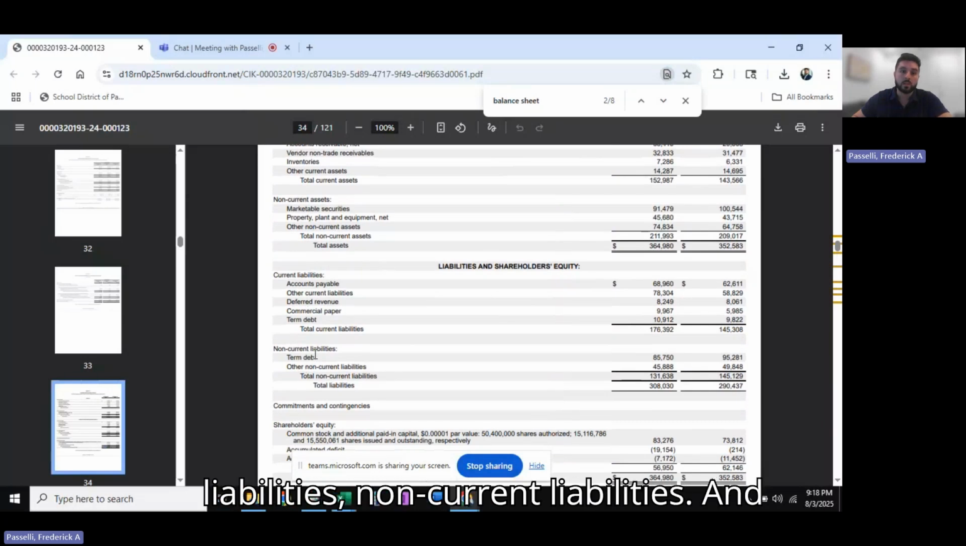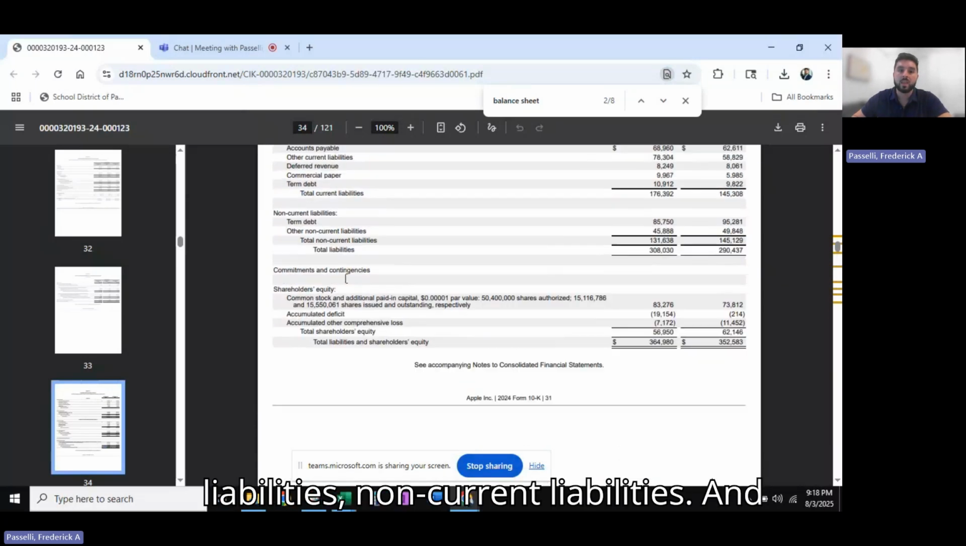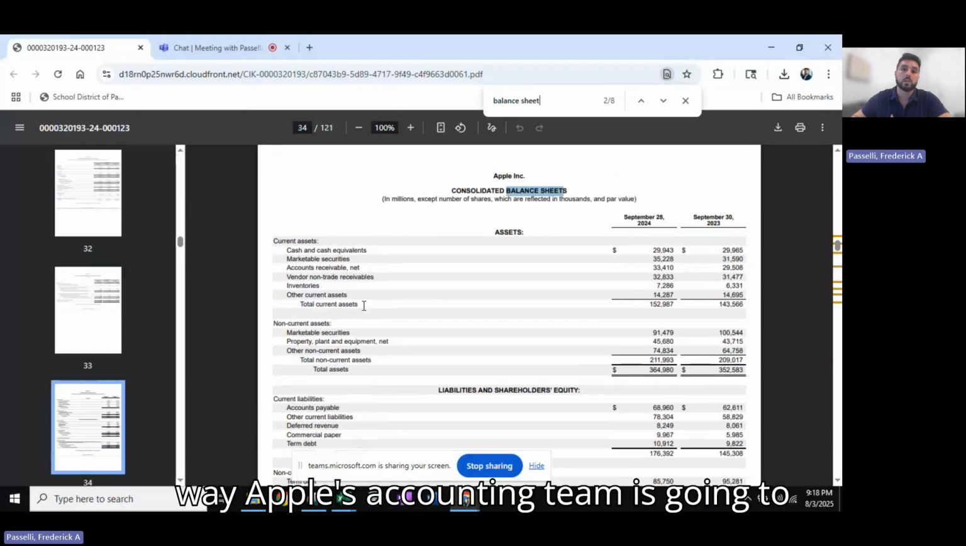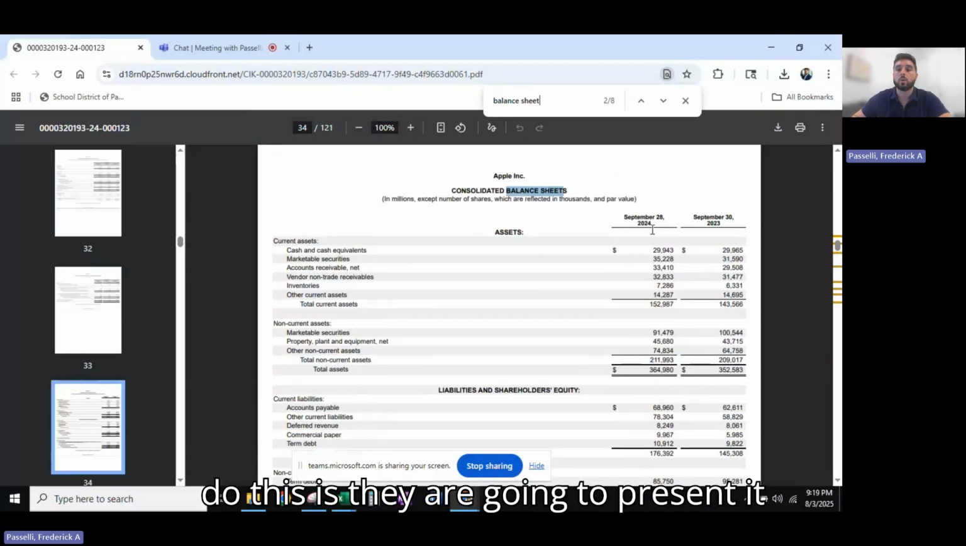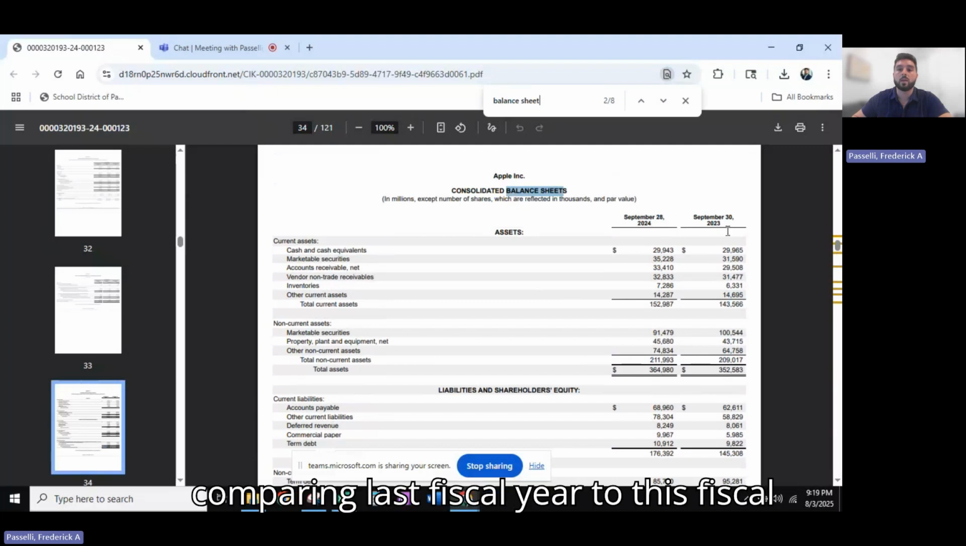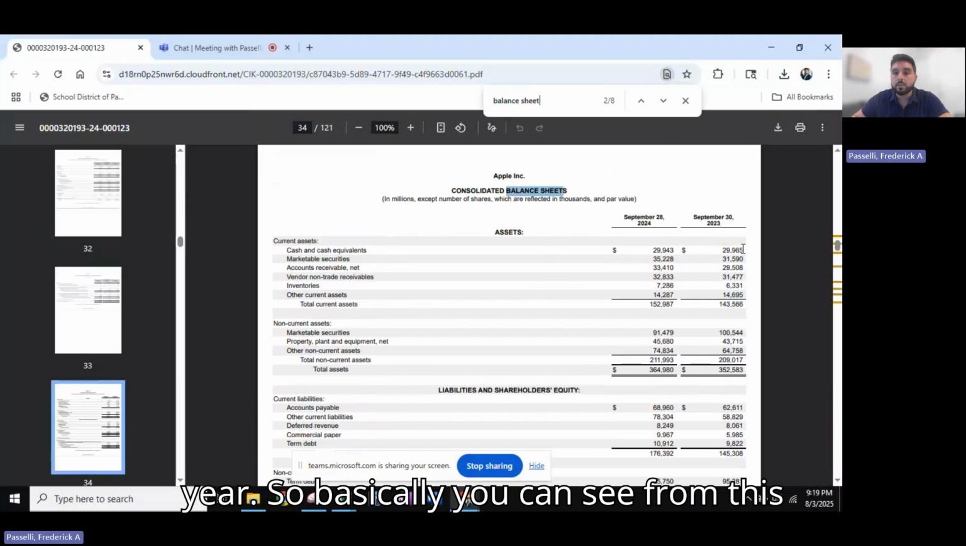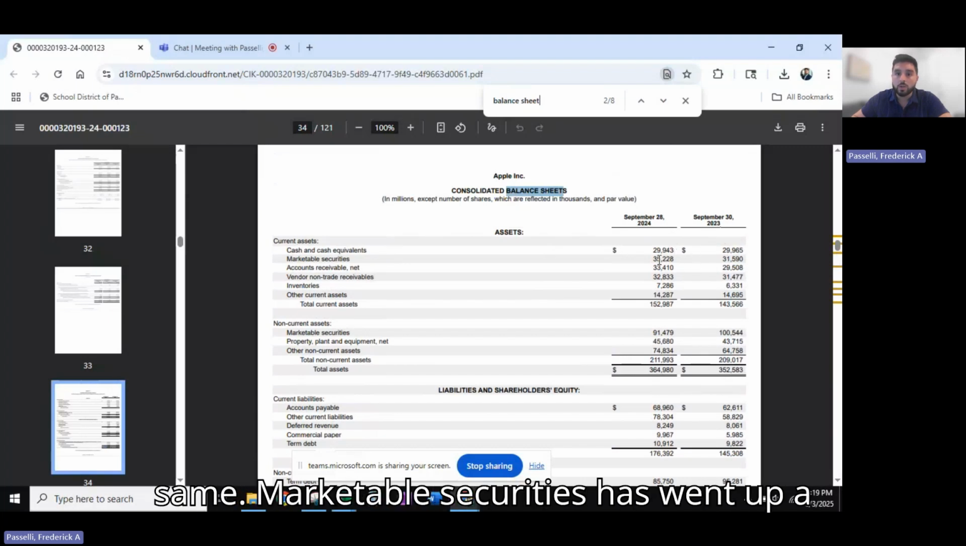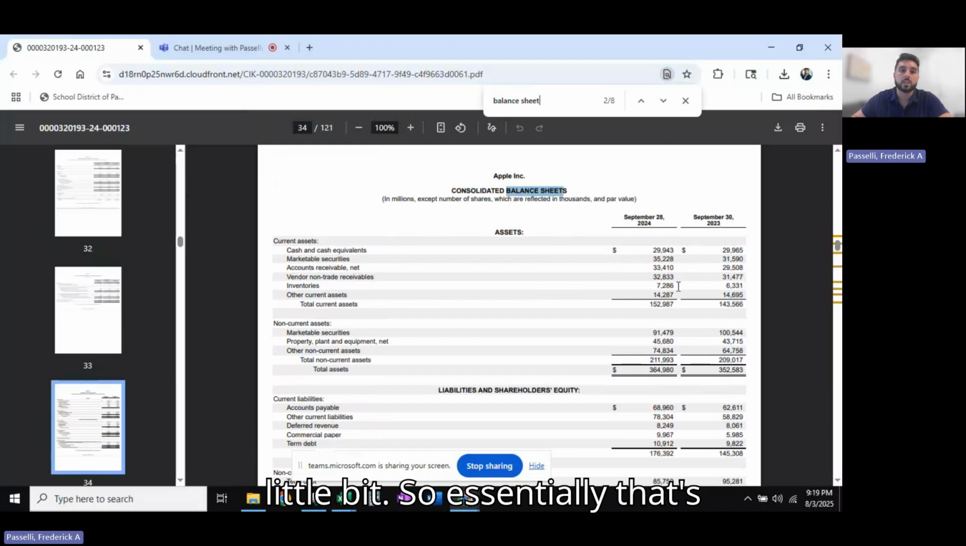So current liabilities, non-current liabilities, and then we have stockholders' equity. The way Apple's accounting team is going to do this is they are going to present it comparing last fiscal year to this fiscal year. Basically, you can see from this one, cash has pretty much stayed the same. Marketable securities has gone up a little bit. Essentially, that's short-term investments. We have accounts receivable, net, has gone up.